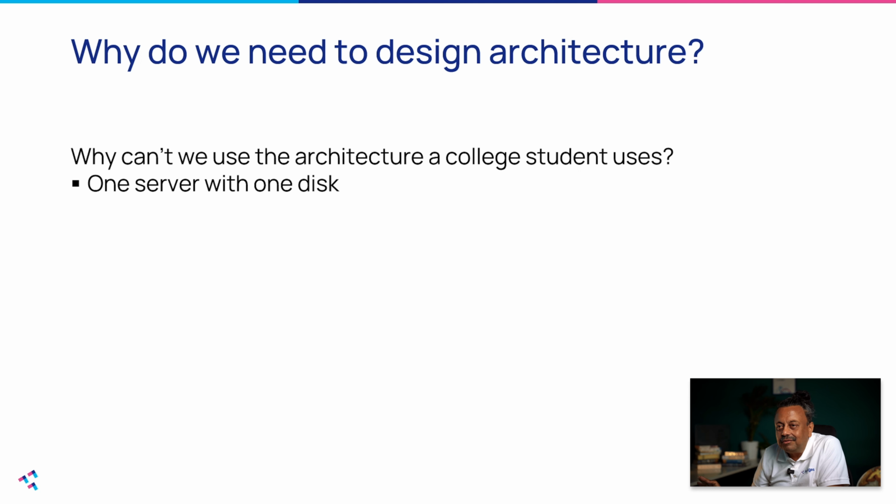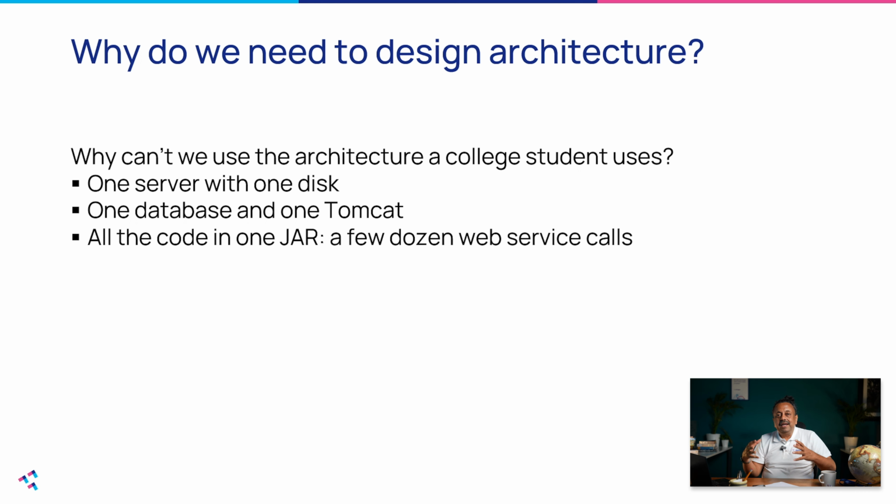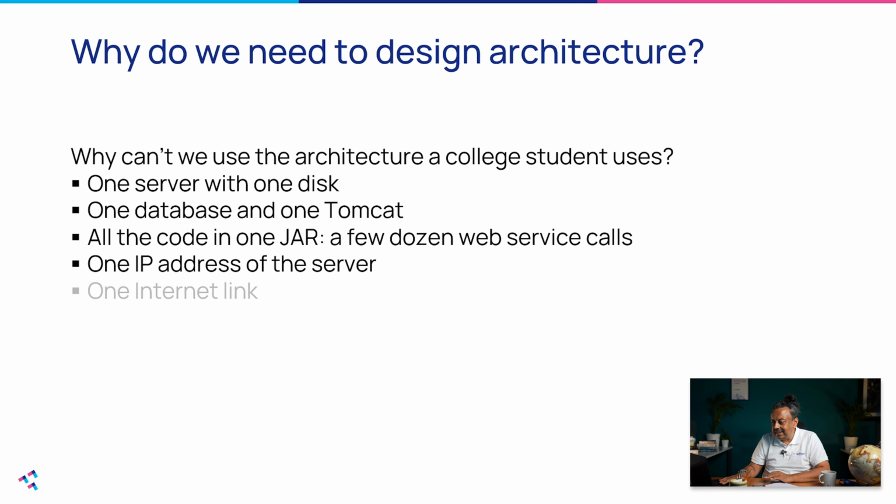He will have one server, which could be his laptop to begin with, one server with one disk, and on that server there will be one database. Everybody uses some database or the other for conventional business applications. One database, one Tomcat. We are talking about Java, so we will talk about Tomcat as a typical application engine. All the code will be in one jar file and he will plug it into his Tomcat and get things going. So, things will work on his laptop like that.